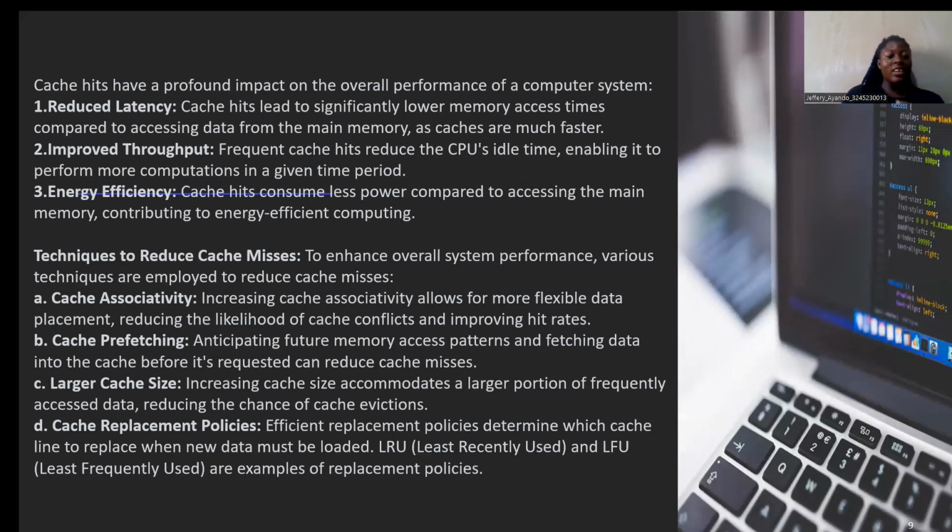D, cache replacement policies. Efficient replacement policies determine which cache line to replace when new data must be loaded. LRU, least recently used, and LFU, least frequently used, are examples of replacement policies.